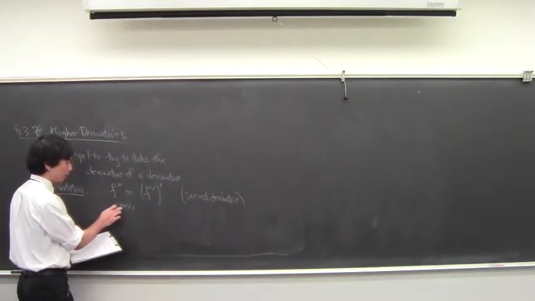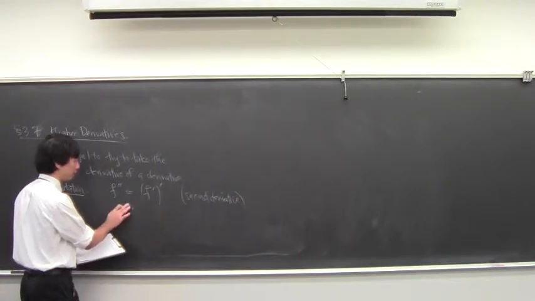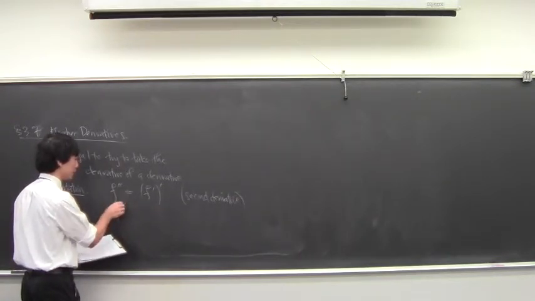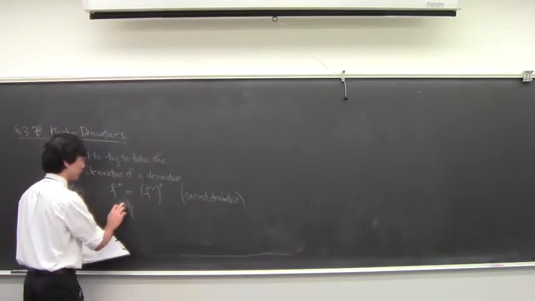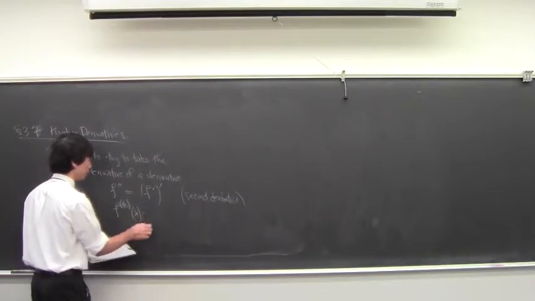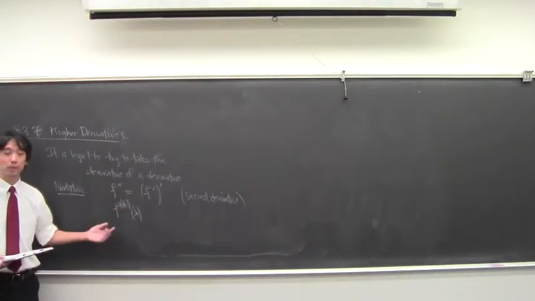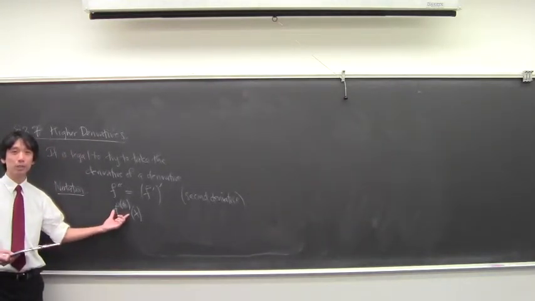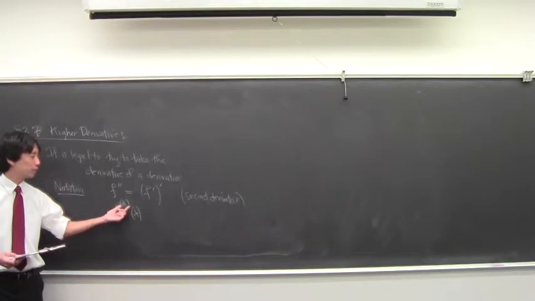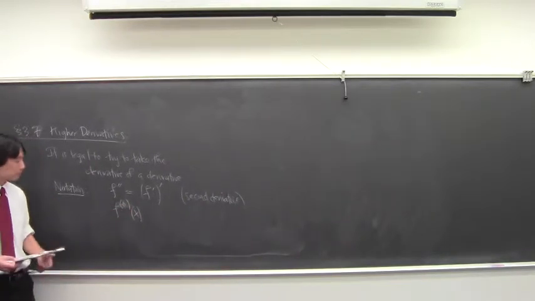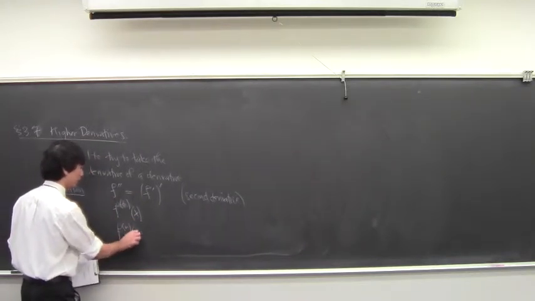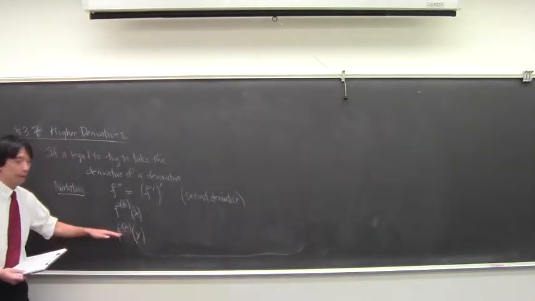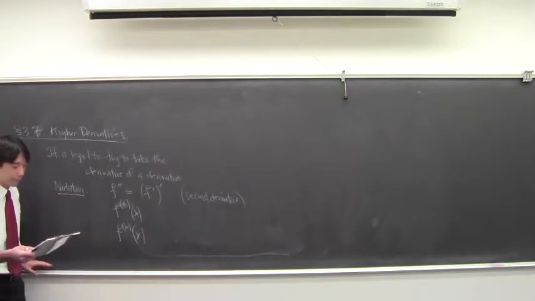Okay. But normally when you have a lot of primes, you don't just put a bunch of primes there. You put a number in parentheses. So this is usually used to denote the sixth derivative, right? f superscript parentheses 6. Or the nth derivative for some number n.